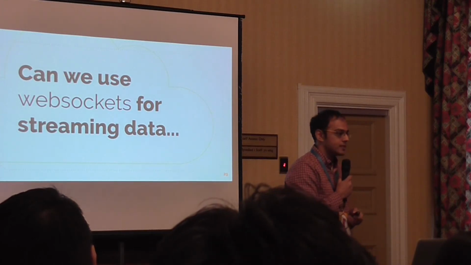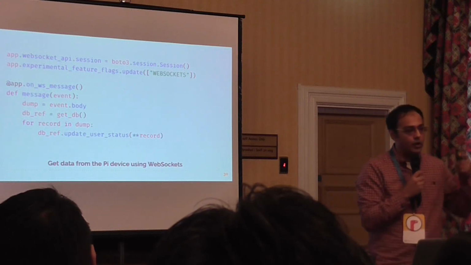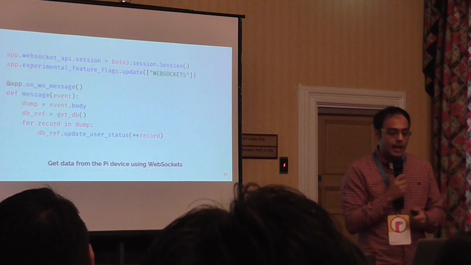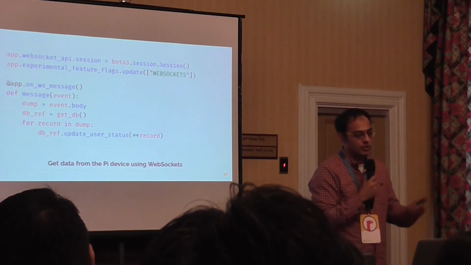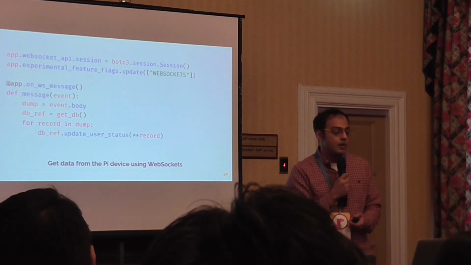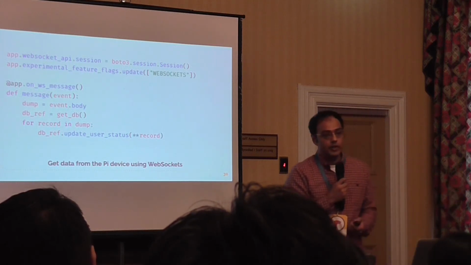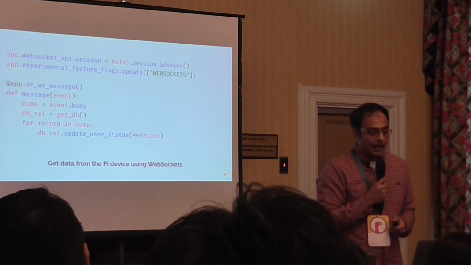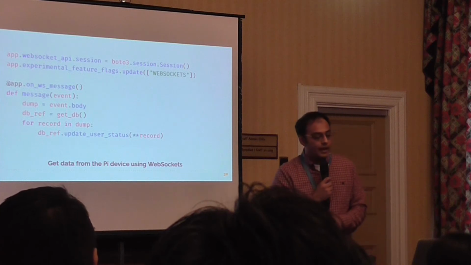The way it works is that WebSockets themselves are deployed on API Gateway. That's where the WebSocket server lives. And then whenever there's a message on the API Gateway, it triggers the function. And this is all the configuration that we have to do for our WebSocket function. We need to set a session, which is going to be managed by Boto3. And then we'll turn on the experimental feature flags, because this is very new.